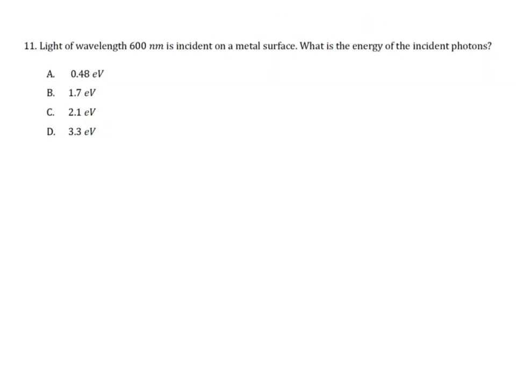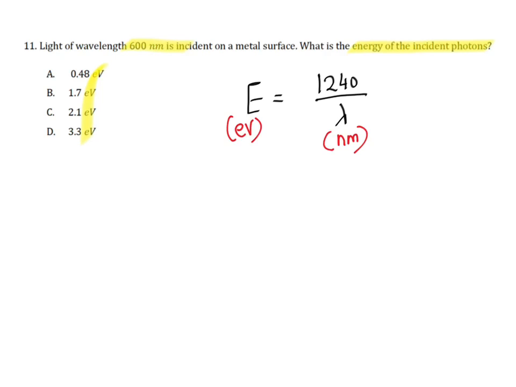Next, we have got a multiple choice here. Light of wavelength 600 nanometer is incident, and we want to find what's the energy of the incident photon. We can also see that all the answers are given in electron volt. So we'll use the formula E equal 1240 over lambda, where lambda should be in nanometer, to get the energy in electron volt. So we already have the wavelength in nanometer. We can just substitute that. We get the answer as 2.1 electron volt.